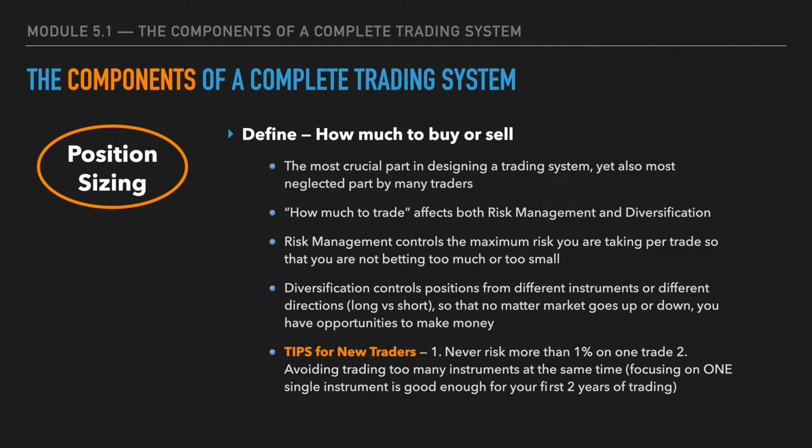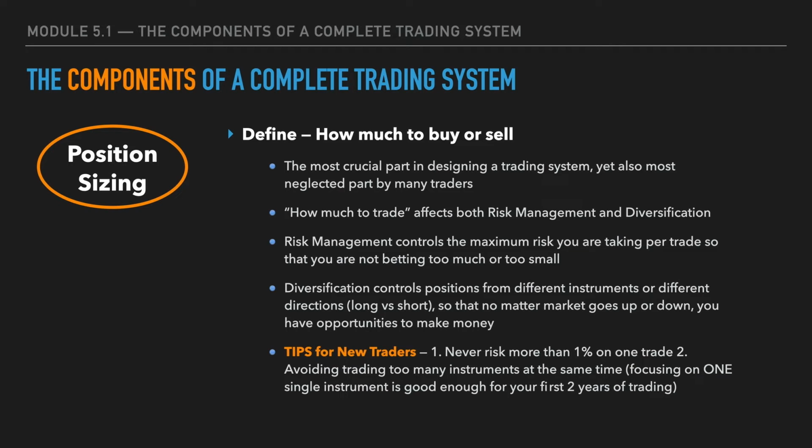Tip number 1, for new traders, never risk more than 1% of your capital on one single trade. Tip number 2, for beginner traders, always avoid trading too many instruments at the same time. For example, as a beginner trader, if you want to use options as your main trading instrument, then focus on how to trade options first.